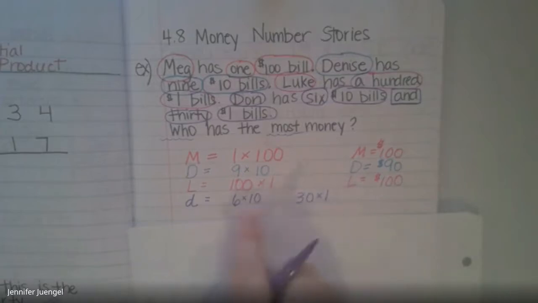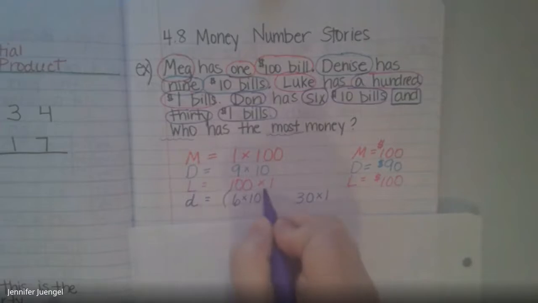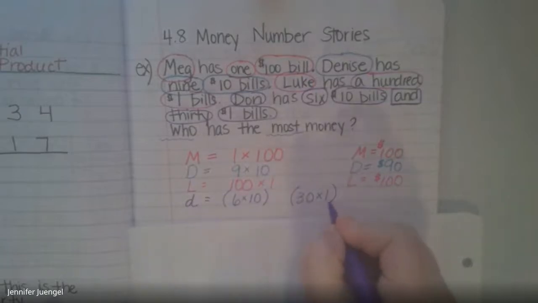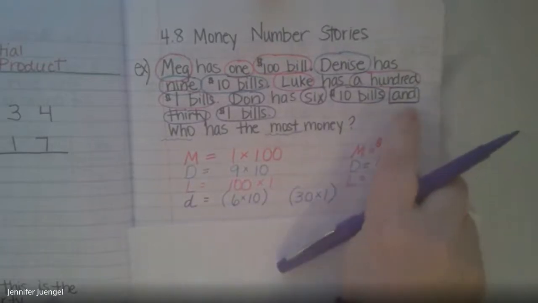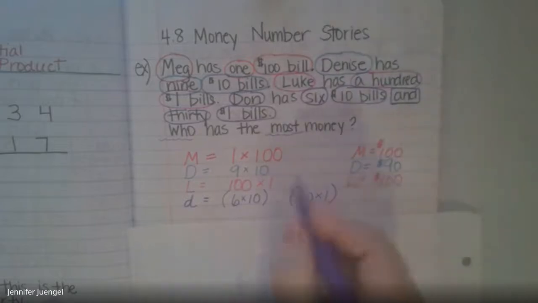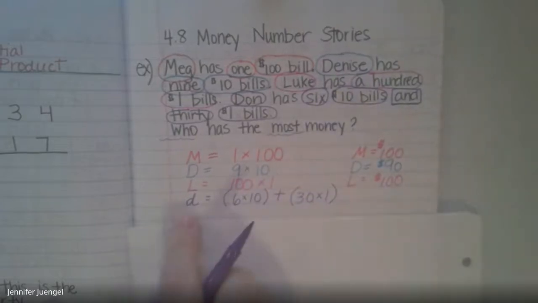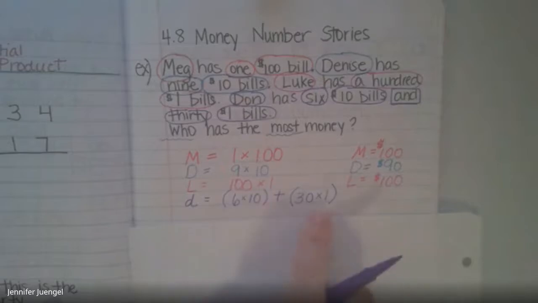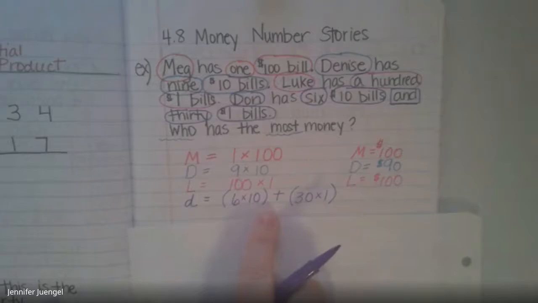So we've actually got 2 multiplication problems. So what we do is we use parentheses. We're going to solve how much money he has in $10 bills, how much money he has in $1 bills, and the word and tells us that we have to use addition. So in order to solve for Don's money, we first need to find out this parenthesis problem, and then we need to find out this parenthesis problem, and once we have them, that's when we do the addition.